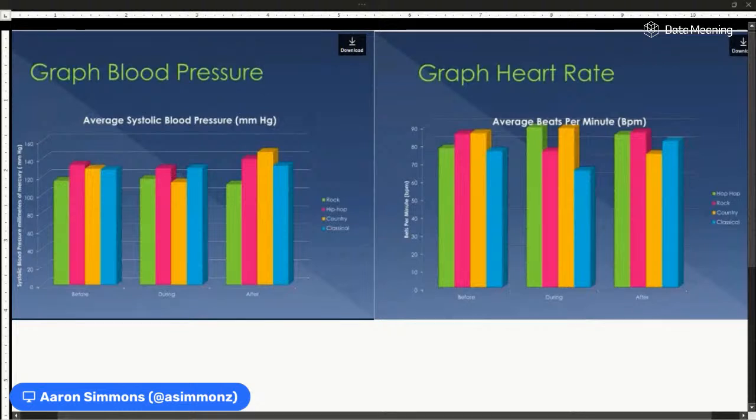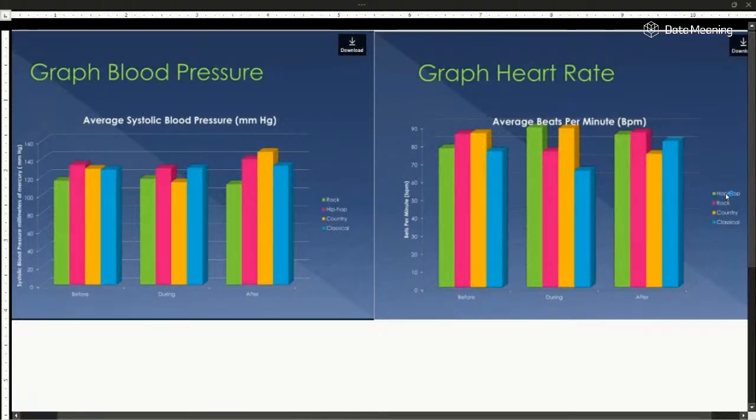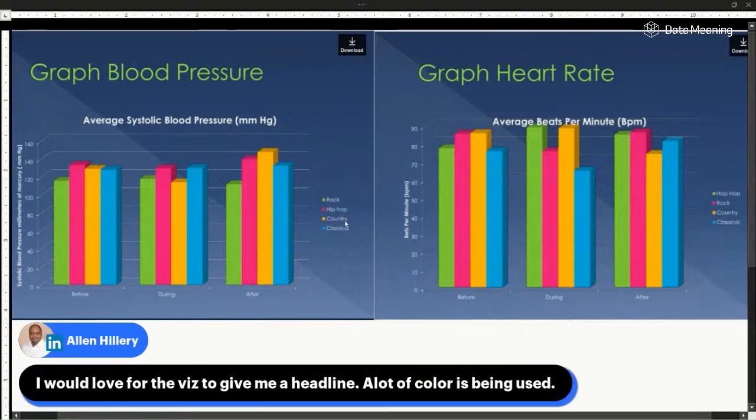What I didn't like about this was the color choices. So here's the legend. You have rock, hip hop, country, and classical. Rock is green, but over here, rock is pink. Hip hop is green here. Hip hop is pink here. Country and classical stay the same, but they mix these colors on the second chart.